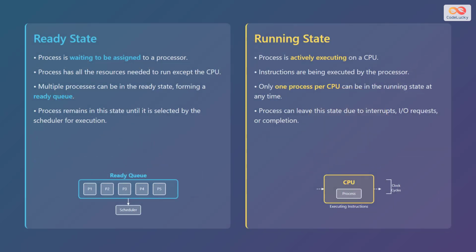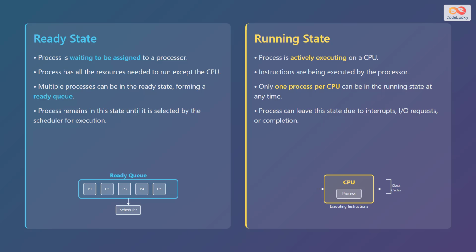Moving on, we have the ready state. In the ready state, the process is waiting to be assigned to a processor. The process has all the resources needed to run, except for the CPU itself. There could be multiple processes in the ready state forming a ready queue. Processes remain in the ready state until the scheduler selects them for execution.